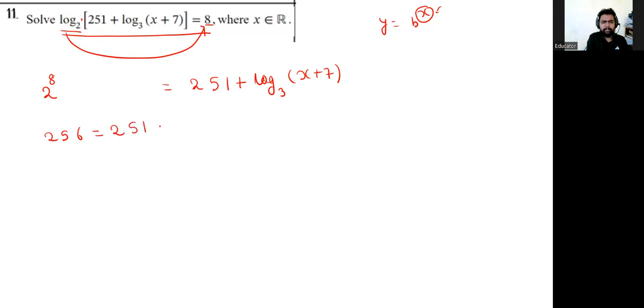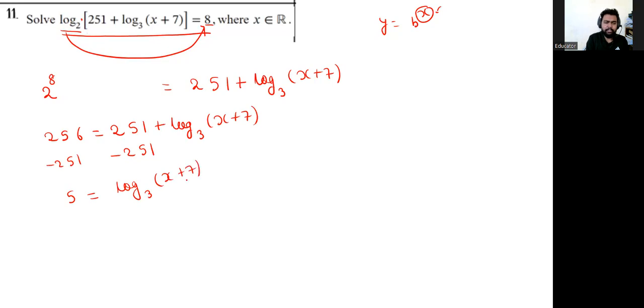Now 251 plus log 3x plus 7. Now this 251 can be subtracted from both the sides. I could write negative 251, negative 251. So that will become 5 is equal to log 3x plus 7. Now again we have just one log. Again, when we are solving the log, we change everything into exponent.